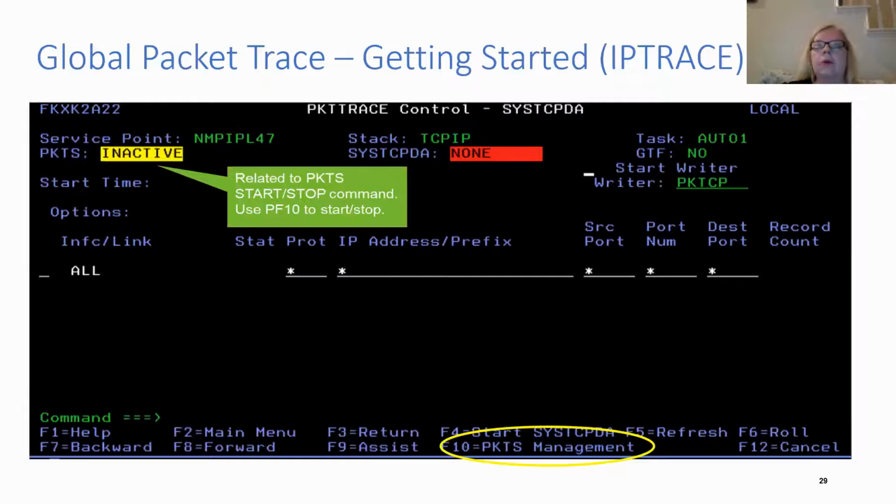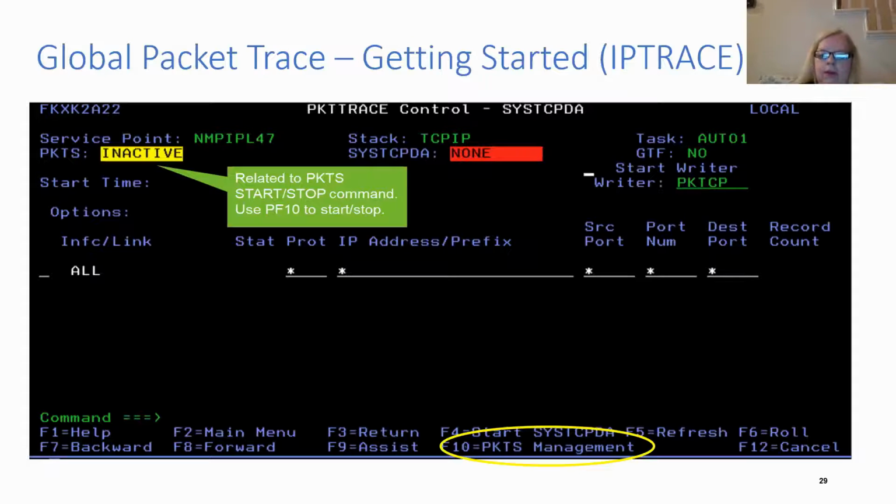All right, so let's go through a real quick example here of starting a packet trace, because that is the most unintuitive thing about using this feature. It took me a while to figure it out, and so I always like to communicate this. When you first come up, you issue the IP trace command. You're going to see that the packet trace is inactive, and that's from a NetView standpoint. Then you're going to see that SYSTCPDA says none, which is from the Communication Server standpoint.